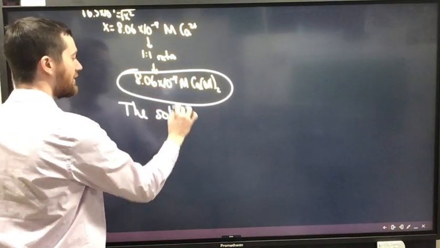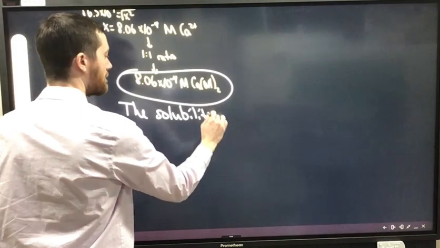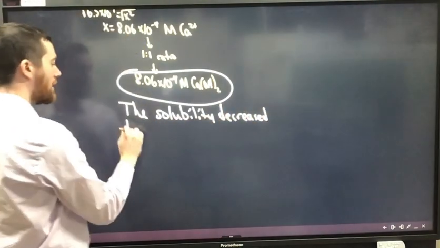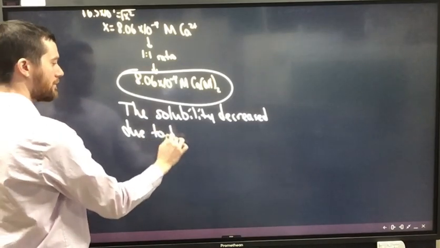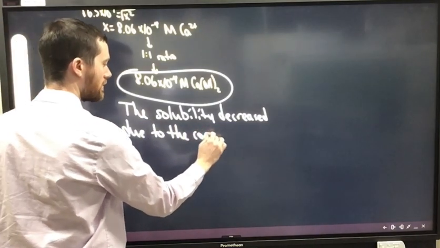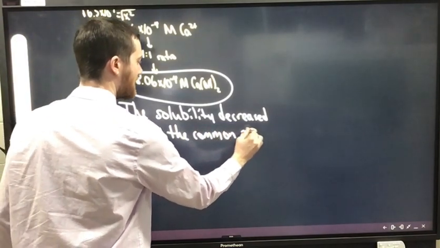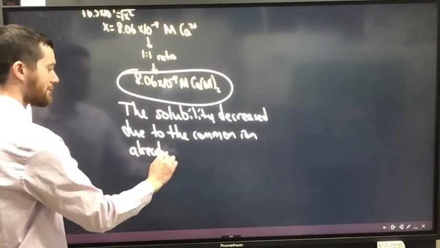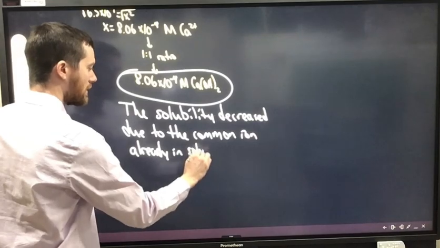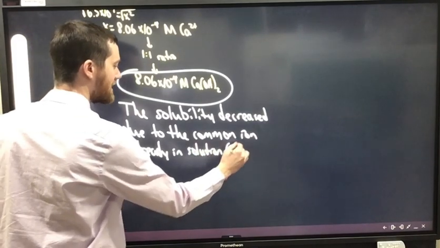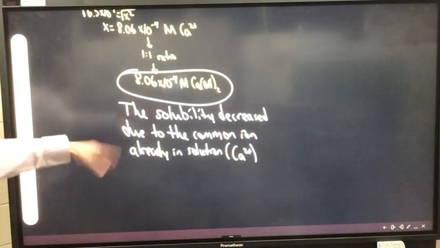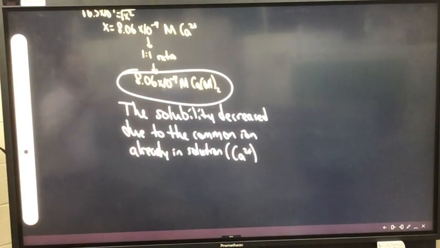The solubility of this decreased due to the common ion that was already in solution. In this case, that was the calcium. By that calcium already being present, the solubility of the calcium hydroxide had to fall.